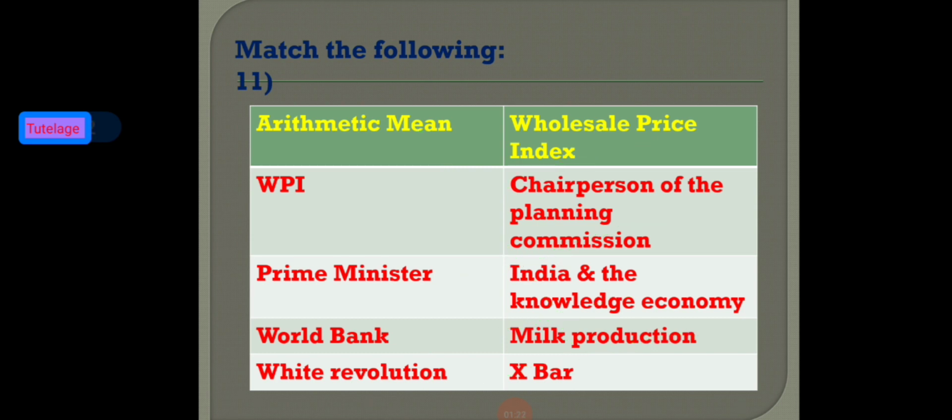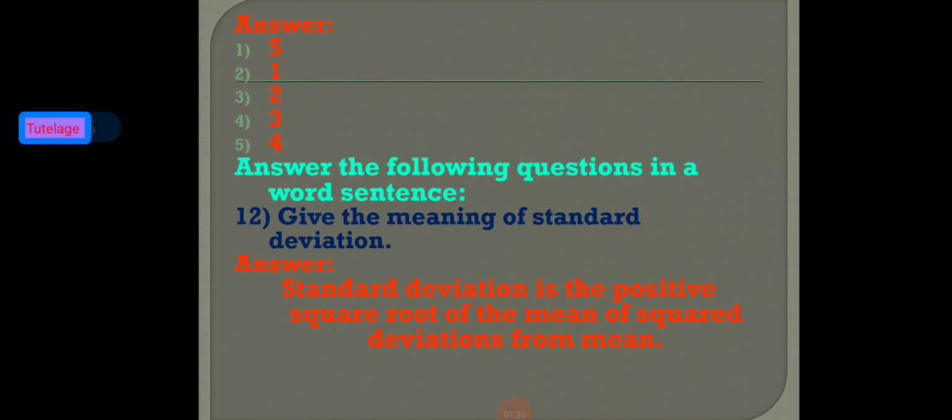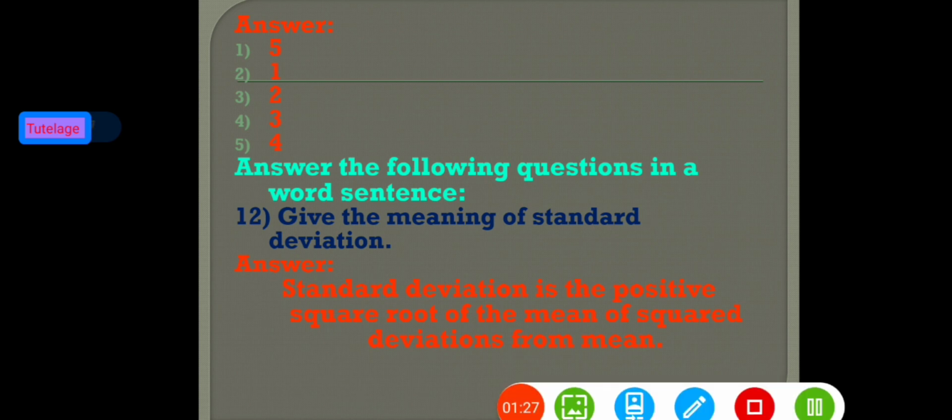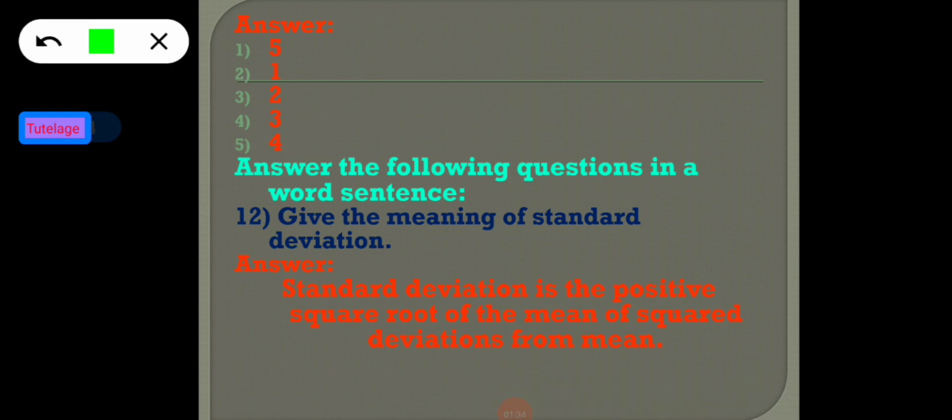So now move on to the next question. Here we can see some one or two sentence questions. The first question is: give the meaning of standard deviation. That means what is the definition of the standard deviation and what do you mean by the standard deviation? Basically standard deviation is a positive square root of the mean of squared deviation from mean.